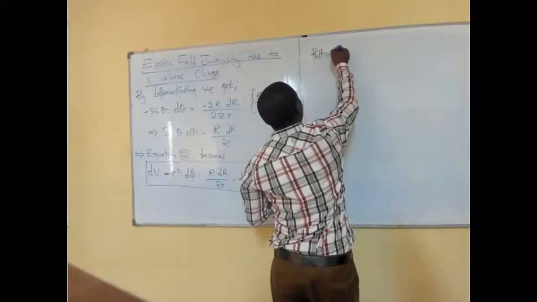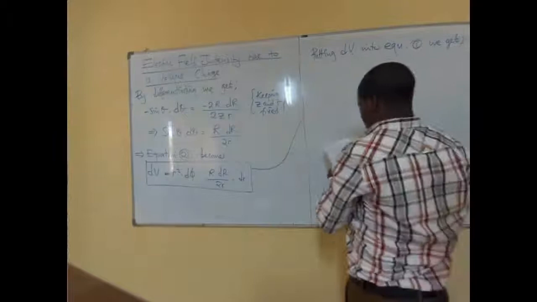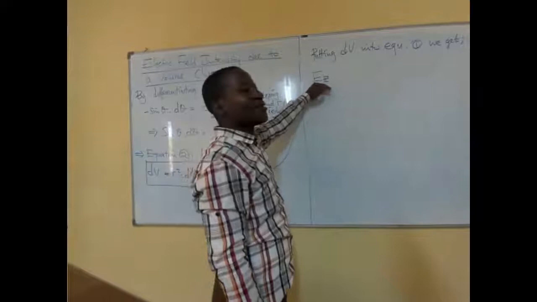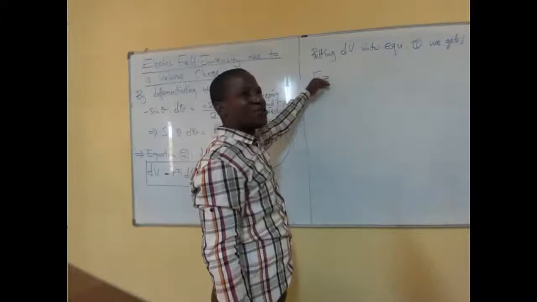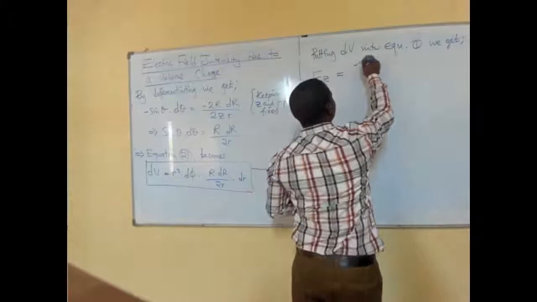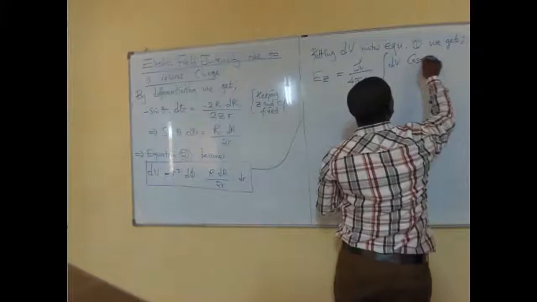Putting dV into equation one, we get the following. This, of course, we said is Ez, which is the component of electric field intensity in the z direction. Remember, we had mentioned that the x and y components, because of symmetry, cancel each other, and the only contribution is from the z direction. Now, this Ez must be equal to the volume charge density multiplied by our constant 1 over 4 pi epsilon 0 into dV. Of course, we have cosine alpha there divided by R squared.